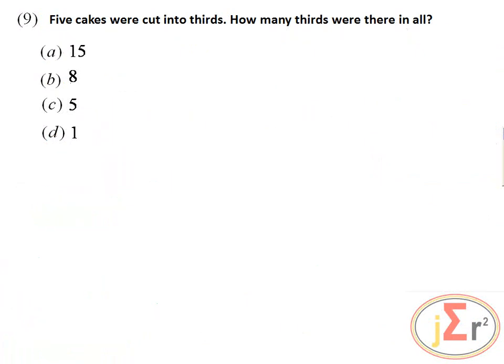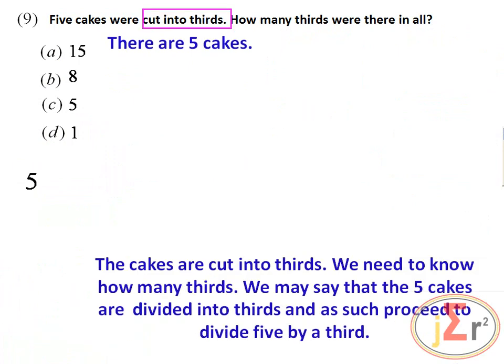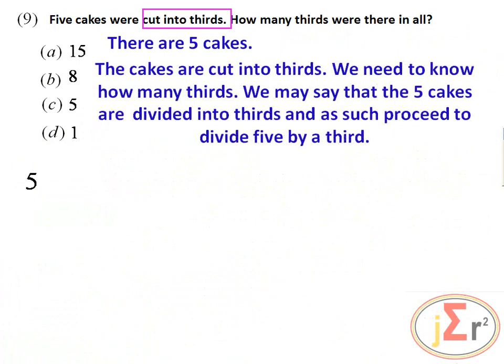5 cakes were cut into thirds. How many thirds were there in all? We are taking another approach. There are 5 cakes cut into thirds. The cakes are cut into thirds. We need to know how many thirds. We may say that the 5 cakes are divided into thirds, and as such proceed to divide 5 by a third.